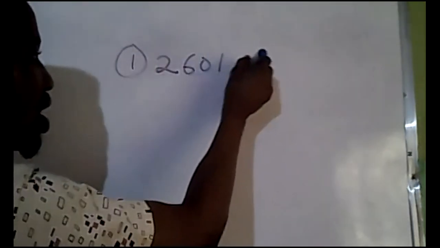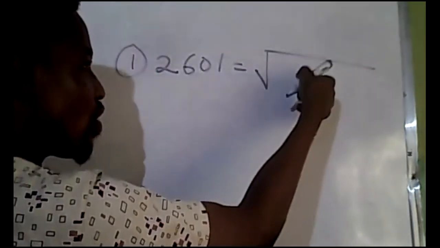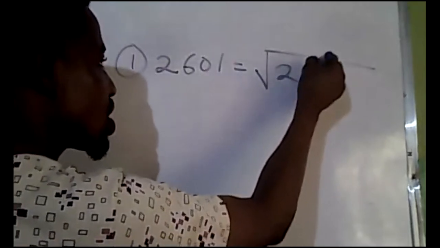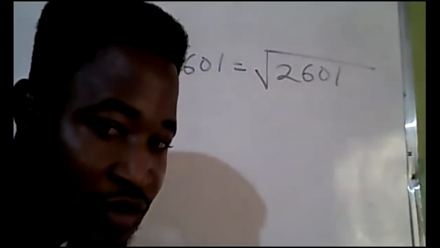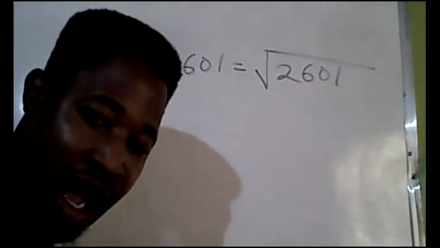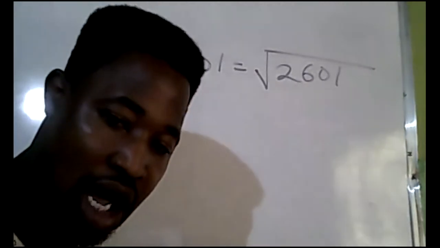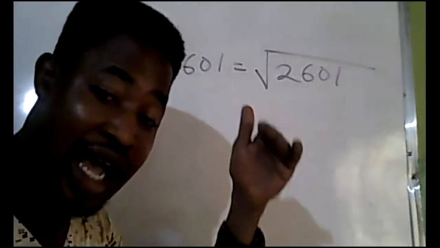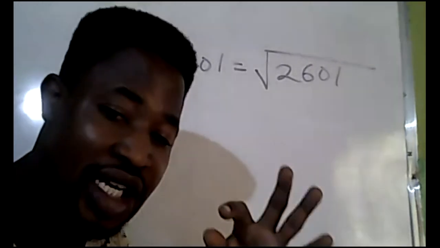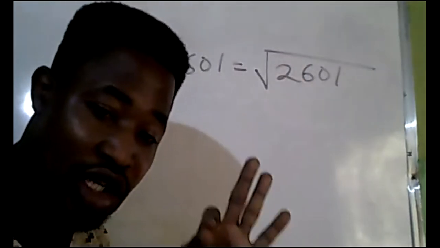So let's do it again. Make sure the first thing you do is put that number in the symbol of square root. So put 2,601 in the symbol of square root. And what did I say you do next? Express that number as a product of its prime factors. What does that mean? You need to divide through this number using only prime numbers.